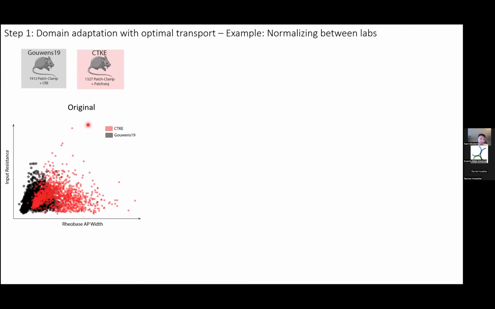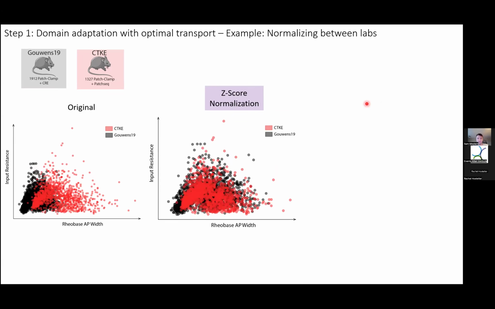Now, if I showed you before, the distributions between these two data sets look similar, but they are skewed slightly. If you were to perform simple z-score normalization, it does appear to work. At least the CTKE dataset does seem to overlap with the Gowans 19 dataset.